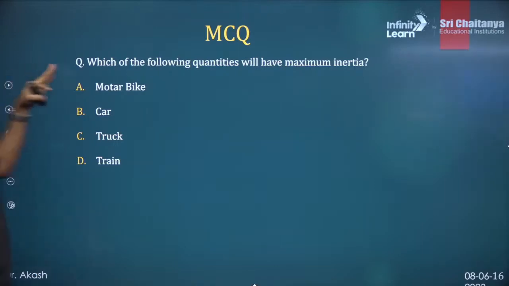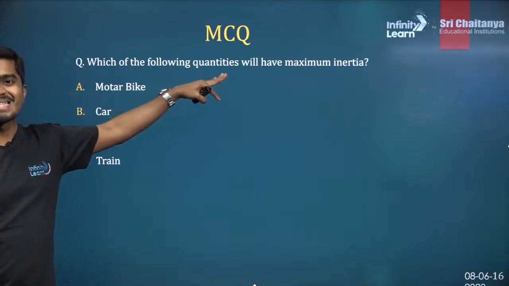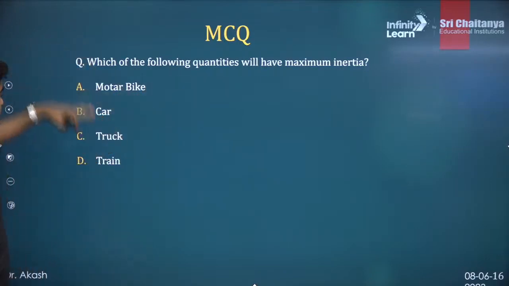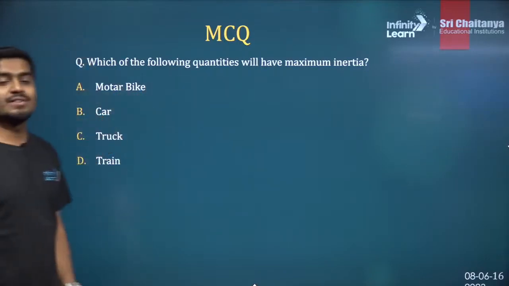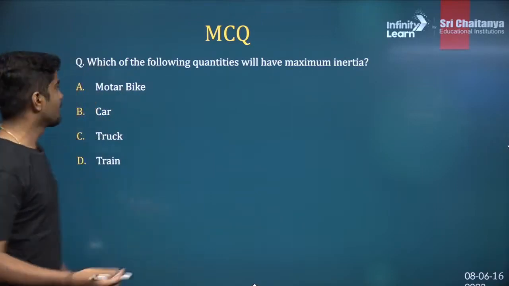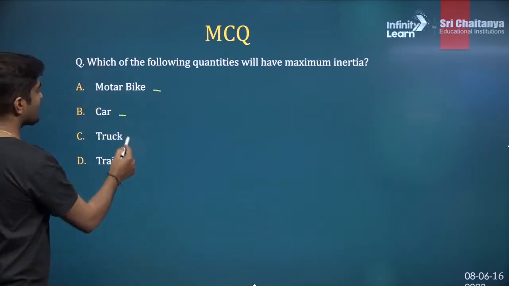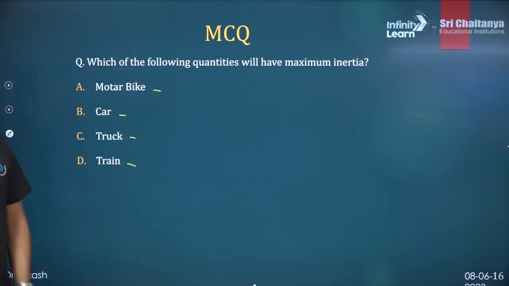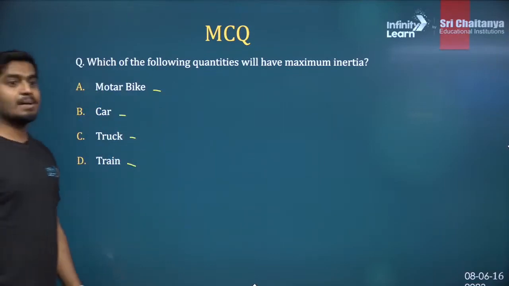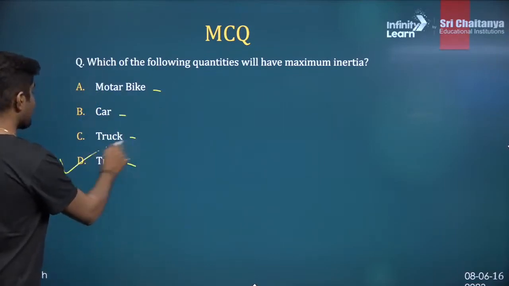So which of the following quantities will have maximum inertia? Out of these four, which one will have the maximum inertia? Is it the motorbike, car, truck or train? Yes, absolutely correct. The answer is train.